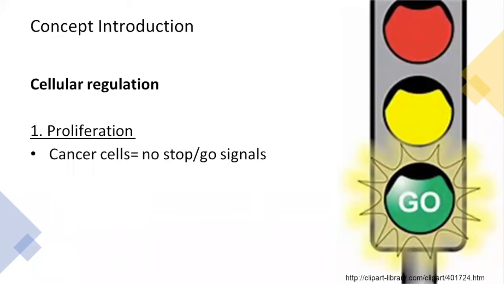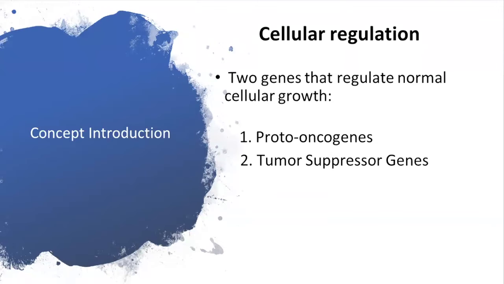With cancer, a cell is injured and the stop-and-go signals do not work, so cells continue to divide when they're not supposed to. There are normally two genes that regulate normal cellular growth: proto-oncogenes, which turn on the cell cycle, and tumor suppressor genes, which turn off the cell cycle. It is believed that mutations to the cell have activated oncogenes and inactivated tumor suppressor genes, causing now cancerous cells to divide out of control.